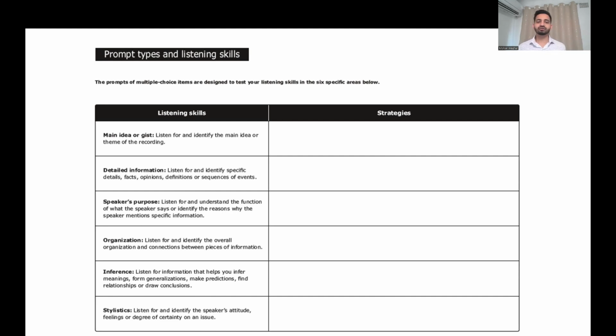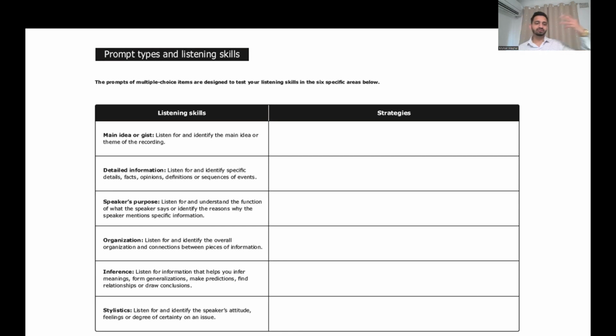It could also ask you about the speaker's purpose. Now, you've got to listen for and understand the function of what the speaker says, or identify the reason why the speaker mentions specific information. The purpose of the speaker for mentioning something, that's what you want to look for, okay? In terms of organization, if it asks you for a specific organization, listen for and identify the overall organization and connections between pieces of information, okay? So it might ask you about the organization of the information as well.